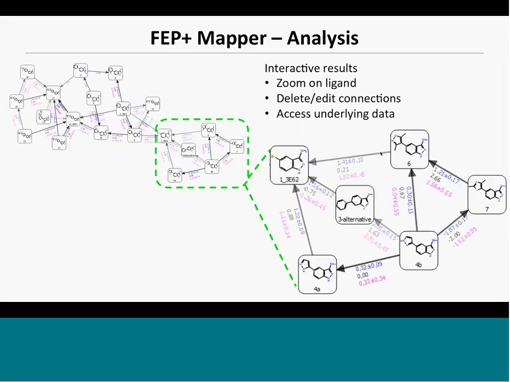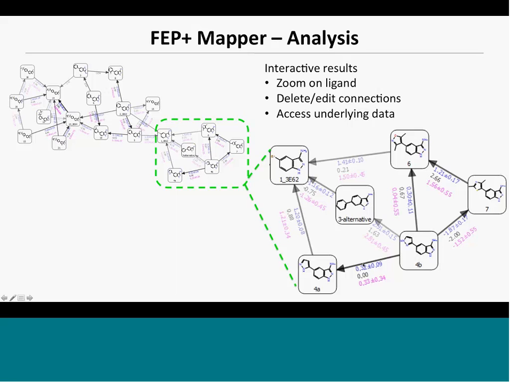The analysis stage of the FEP mapper is also filled with all kinds of useful information. First of all, it shows you the predicted free energy differences between these compounds, and also the error associated with this prediction. You can compare that to the experimental value, the energy difference between the two compounds, if that's available. And in some cases that is, and in some cases that isn't.